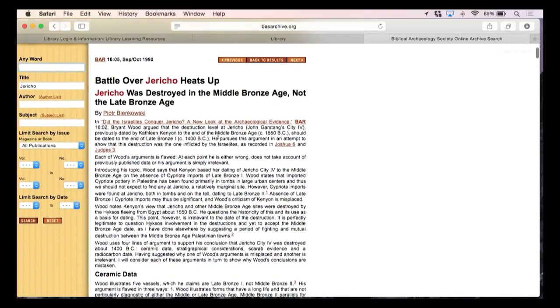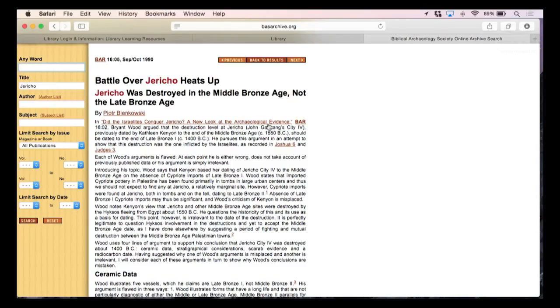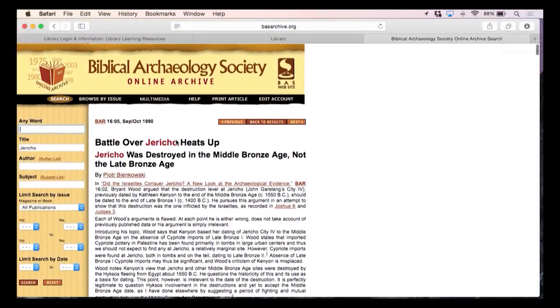And then they refer, and they do this a lot in this database and in some others, to another article that you might find useful. In Did the Israelites Conquer Jericho? A New Look at the Archaeological Evidence, BAR, Volume 16, Number 2, Brian Wood argued that the destruction level at Jericho, previously dated by Catherine Kenyon at the end of the Middle Bronze Age, should be dated at the end of the Late Bronze Age. So we're looking at dates.